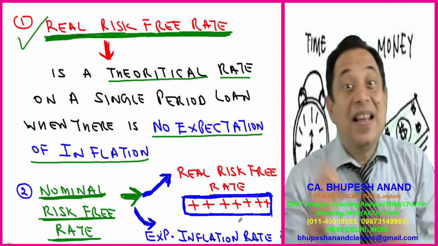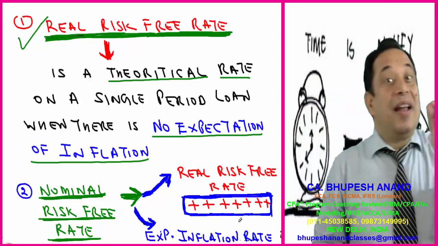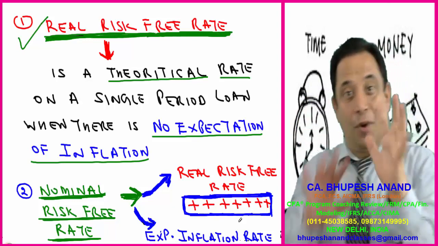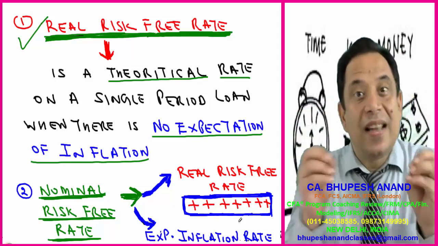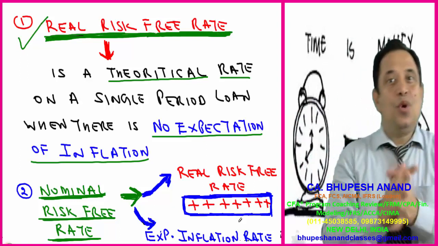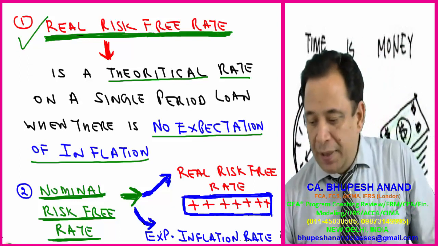When I say nominal, it is a composite of 2. One is the real risk-free rate. You may not know what the meaning of real risk-free is; I will be telling you. Plus the inflation rate. If we combine these two, that will be named the nominal risk-free rate.